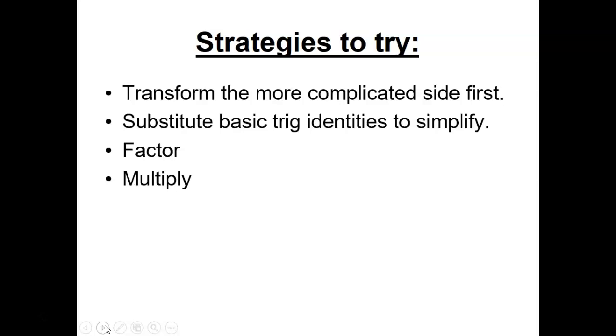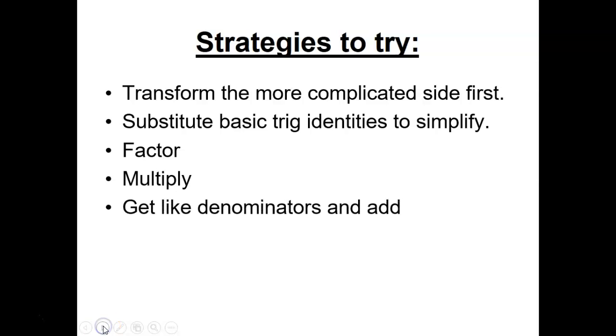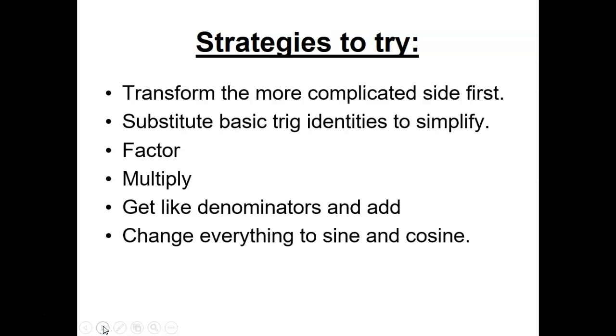You can see where this is starting to get a little more difficult because I can't tell you always do this step on each problem. You have a bunch of strategies that you can try. Sometimes you may need to get like denominators and add together. Sometimes it might be helpful to change everything to sine and cosine. We saw that on the homework when we were looking at it.